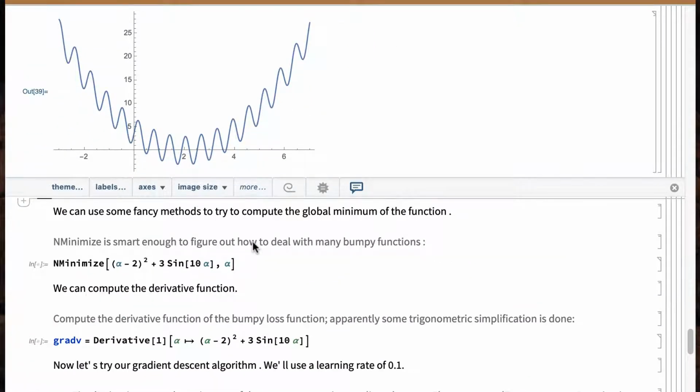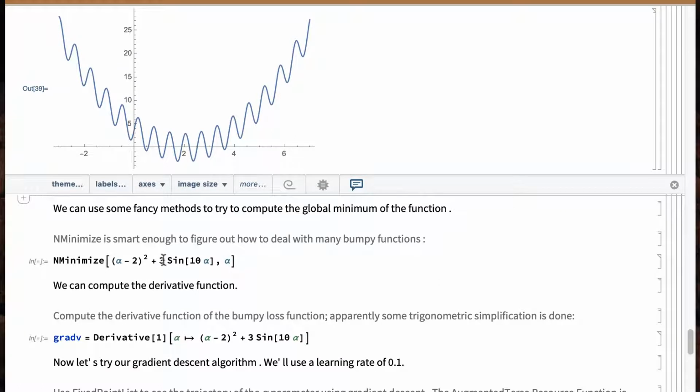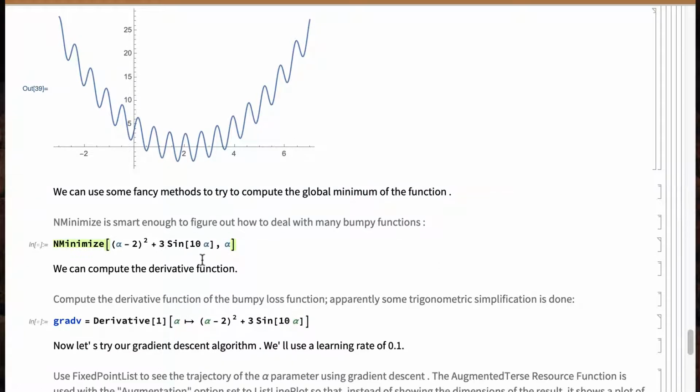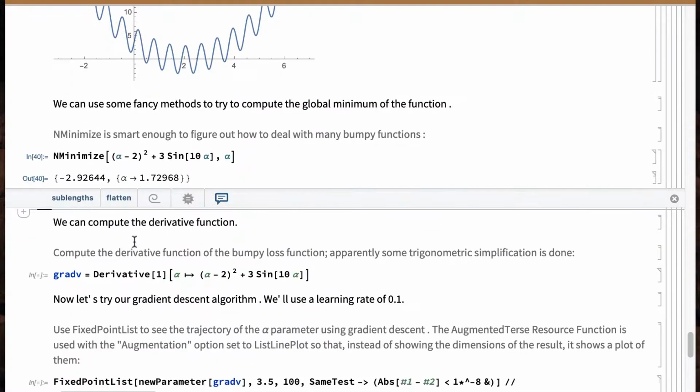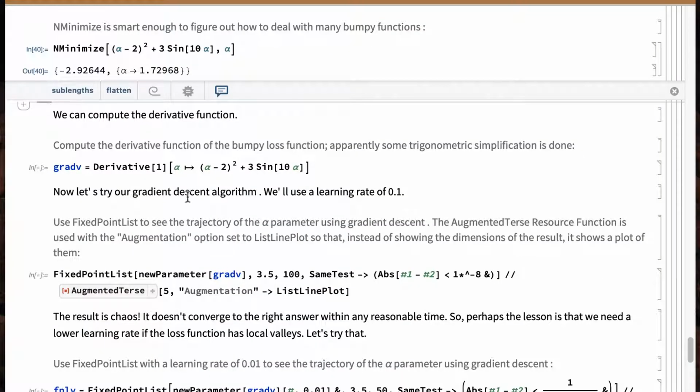Now, NMinimize, that function we've seen before, is actually smart enough to figure out how to deal with a function like this. I believe that is actually the global minimum, but I could make this worse, and I could put it in enough dimensions that even NMinimize would not get to the right answer. So let's see how we use modified gradient descent to get to the bottom, or if we can.